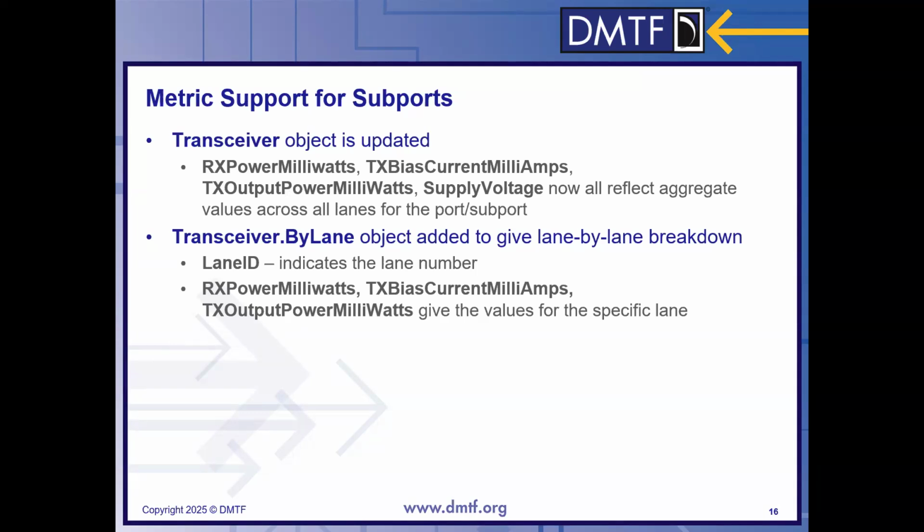So lane ID tells you what lane we're talking about. And then we've got RX power milliwatts, TX bias current milliamps, and TX output power milliwatts to give those values for the individual lanes on a lane by lane basis. And in conjunction with the splitting, this lets you detail the properties for the lane specific to a split port.